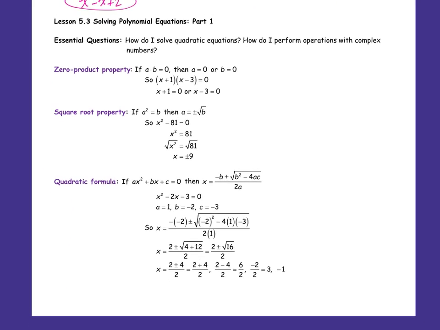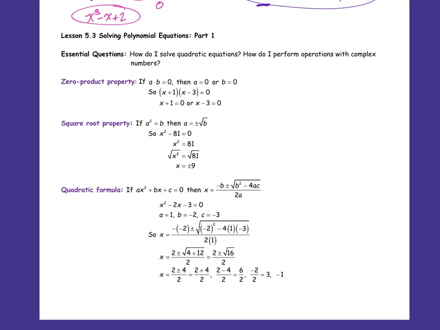So you guys should have done this all last year. We have 3 properties we're going to talk about. The zero product property, the first one that you learned last year, basically says if I have 2 things multiplied together and it equals 0, then one of those things has to be 0.